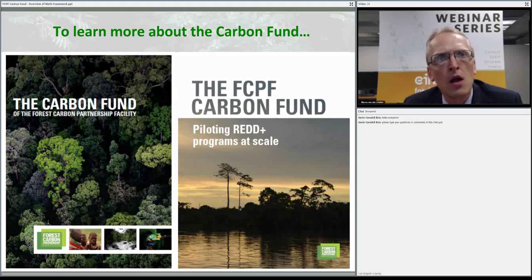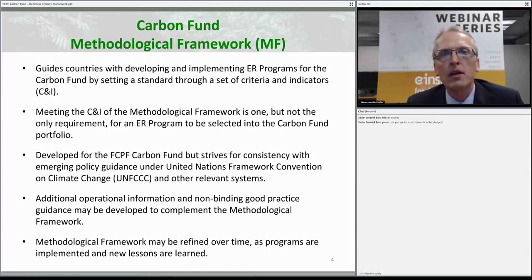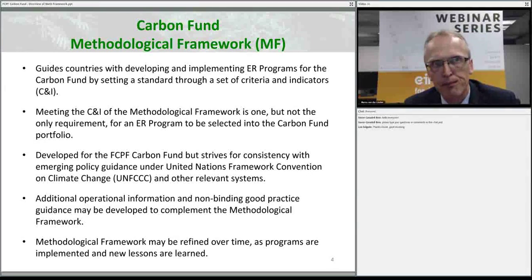So on the methodological framework itself, as I said before, the Carbon Fund is going to pilot large-scale payments for emission reductions in a limited number of REDD countries. When the Carbon Fund was thinking about how we're going to do that, there was a decision that we need some sort of a standard that will guide ER programs. When countries are developing a program, we need some sort of a standard to help guide them. So that's basically what the methodological framework is.